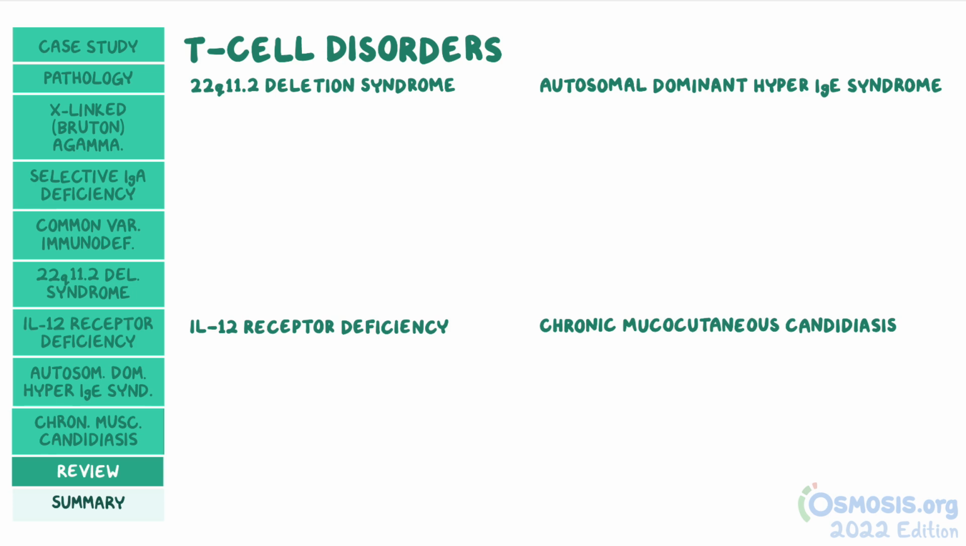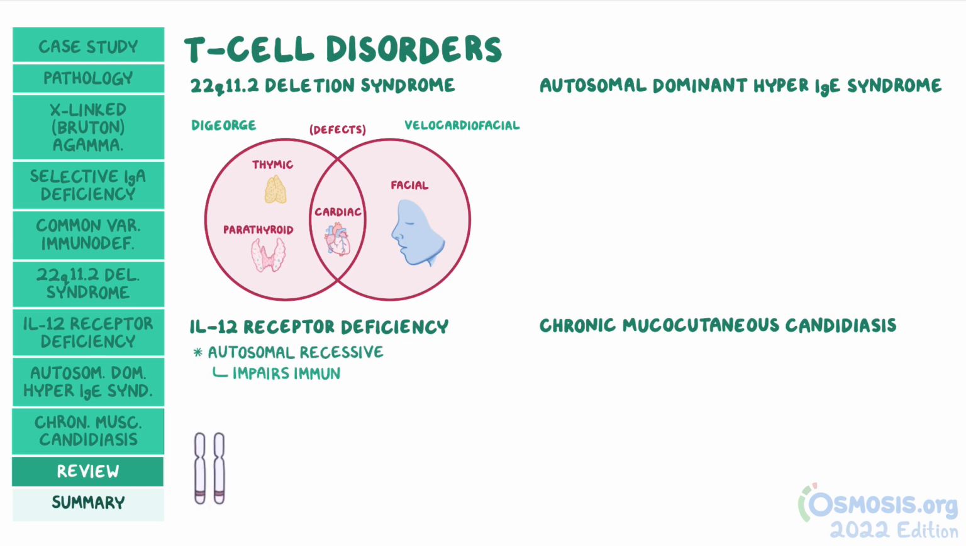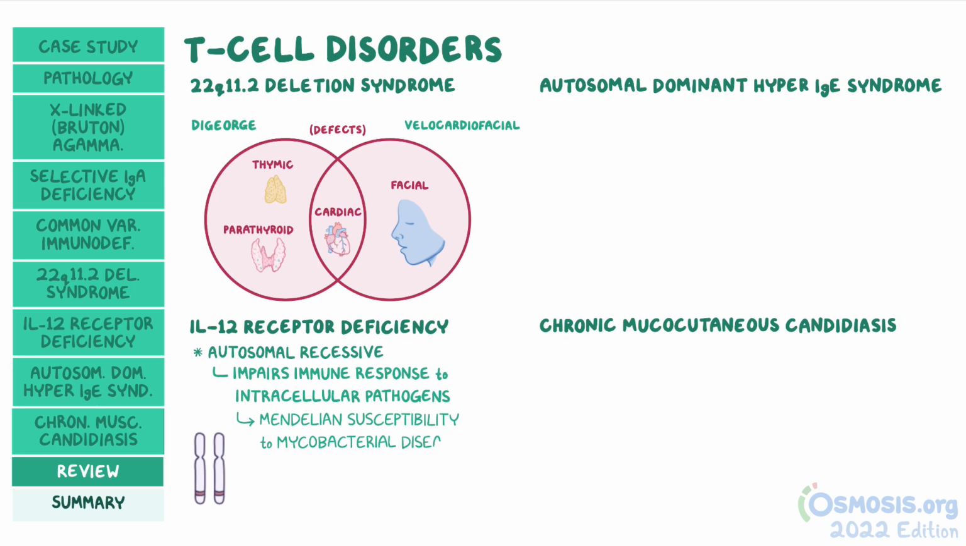22q11.2 deletion can present as DiGeorge syndrome with thymic, parathyroid, and cardiac defects, or velocardiofacial syndrome with mainly facial and cardiac defects. IL-12 receptor deficiency is an autosomal recessive disease that impairs the immune response to intracellular pathogens, which causes Mendelian susceptibility to mycobacterial disease.